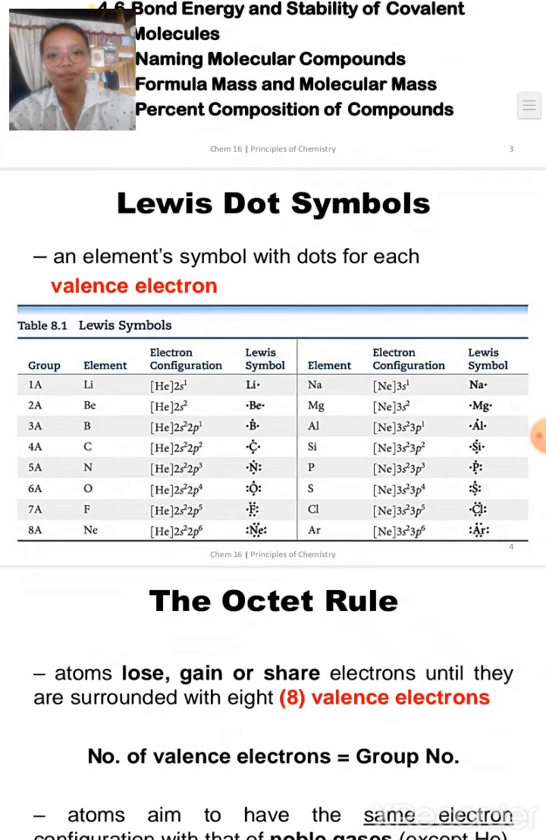For Lewis dot symbols, an element symbol with a dot for each valence electron. Valence electrons are the outer shell electrons used to form or share pairs. For example, in that table for Lewis symbols.